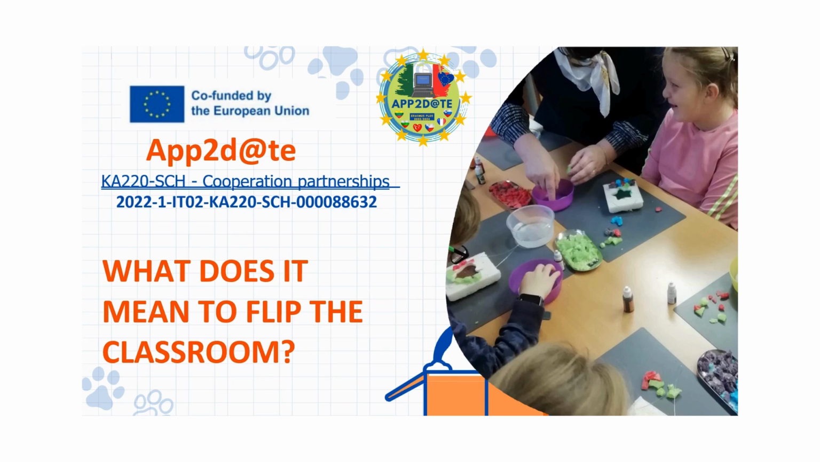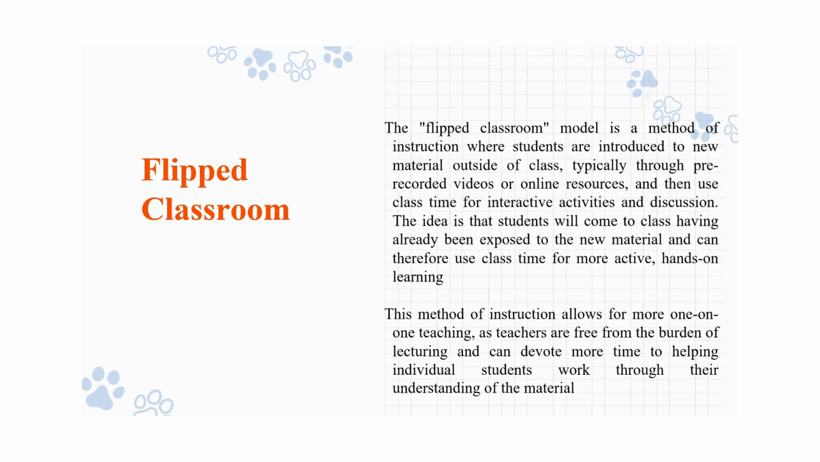What does it mean to flip the classroom? The flipped classroom model is a method of instruction where students are introduced to new material outside of class, typically through pre-recorded videos or online resources, and then use class time for interactive activities and discussion. The idea is that students will come to class having already been exposed to the new material and can therefore use class time for more active, hands-on learning.